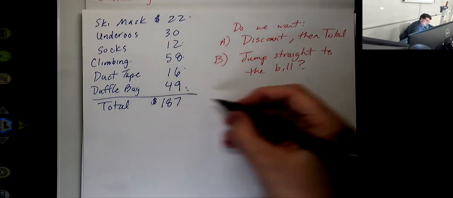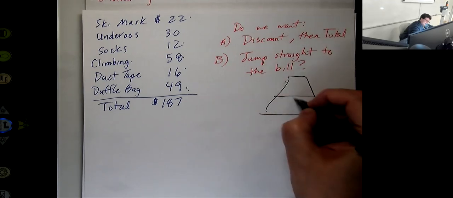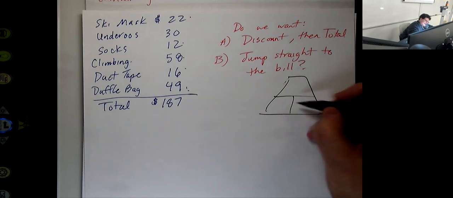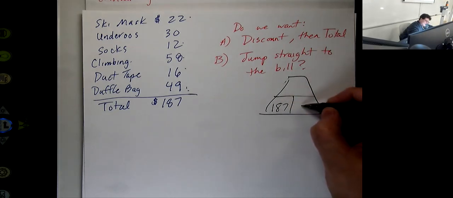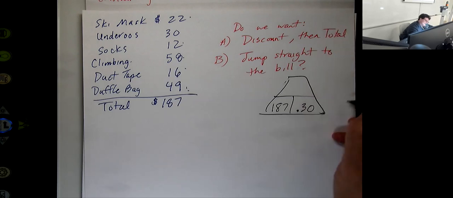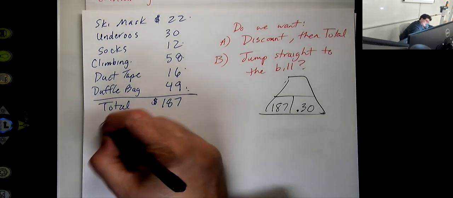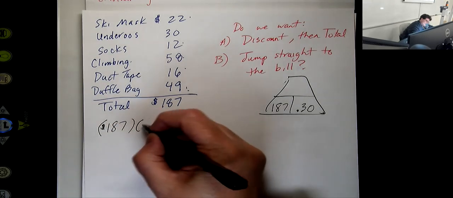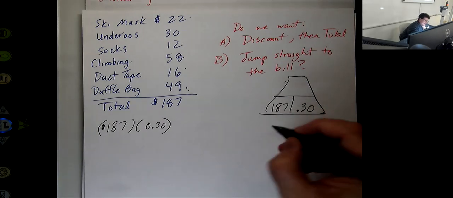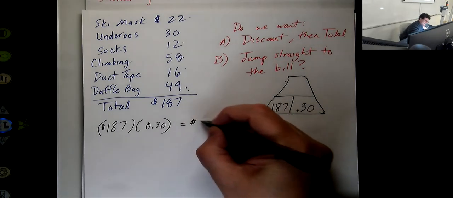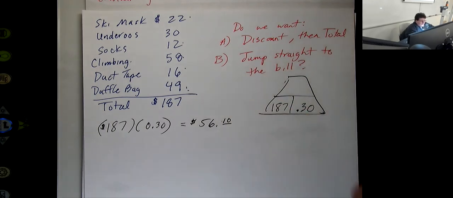All right, so I've got my is of percent. If I want to figure out the discount first, again, I'm looking for the is. So I've got 187 and I've got the 30% as a decimal. This is for A. So we got 187 times 0.30. And I'm doing this in my head. I'm getting $56.10. Can someone confirm that on a calculator?